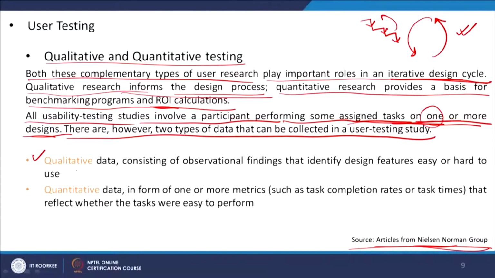Qualitative data consists of observational findings that identify design features that are easy or hard to use. If it is easy to use, then the experience will be delightful. When it is hard to use, users will feel anxious, there will be more cognitive load on them, and the experience won't be delightful. So qualitative research only gives an idea of whether it will be a good experience or a bad experience.